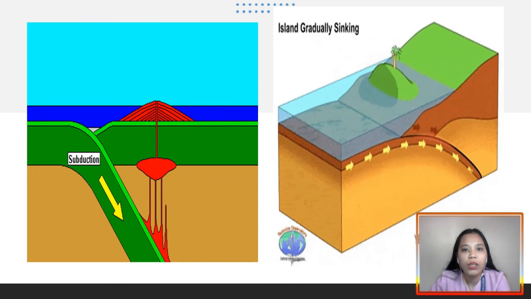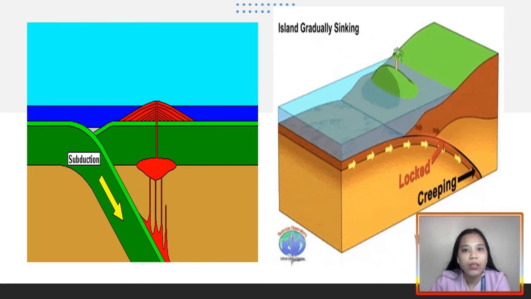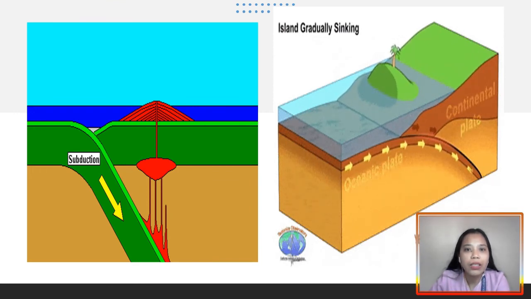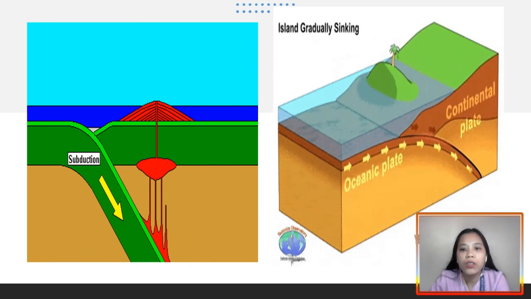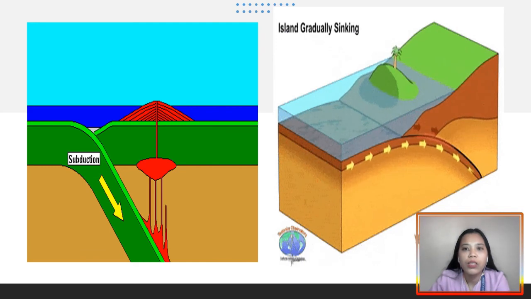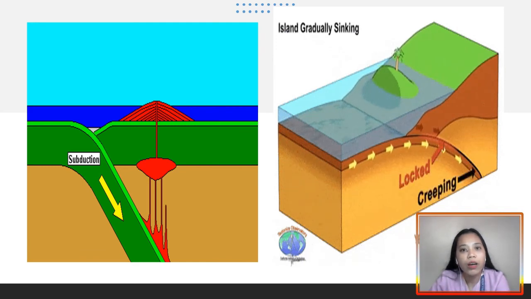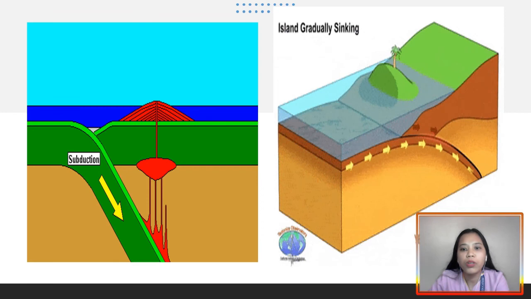For example, denser oceanic plates slide under continental plates in a phase known as subduction along the margins of the Pacific Ocean. Subduction earthquakes are especially effective in producing tsunamis.